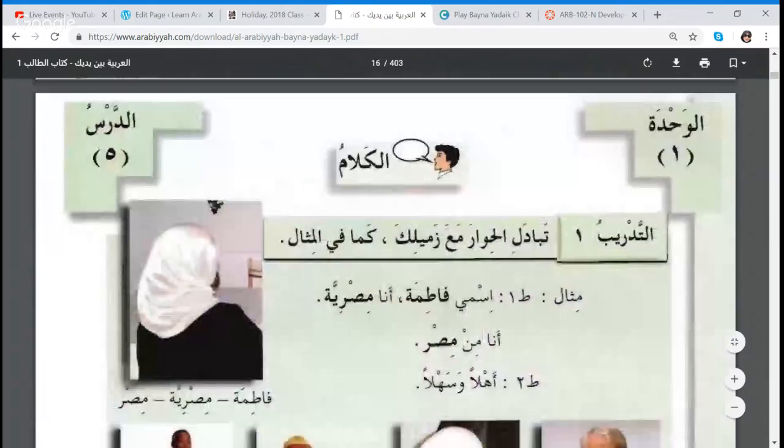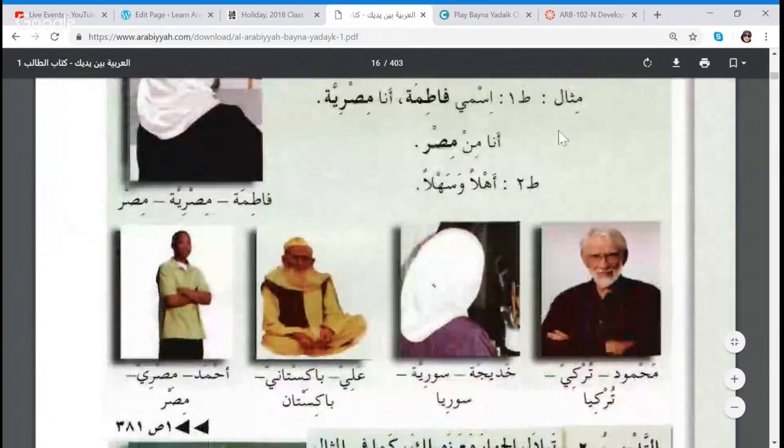Let's see here. Okay. Here we have Ismi Fatimatu. Ana Misriyaton. Ana min Misr. Ahlan wa sahlan. So they're going to give us three bits of information. They give us a name, a nationality, and a country. So you want to say, my name is Fatima. Ana Misriya, I am Egyptian. And then the country name, Ana min Misr. So for all of these, you're going to give us those three bits of information. Okay? So start with Mahmoud. Ismi Mahmoud. Ana.